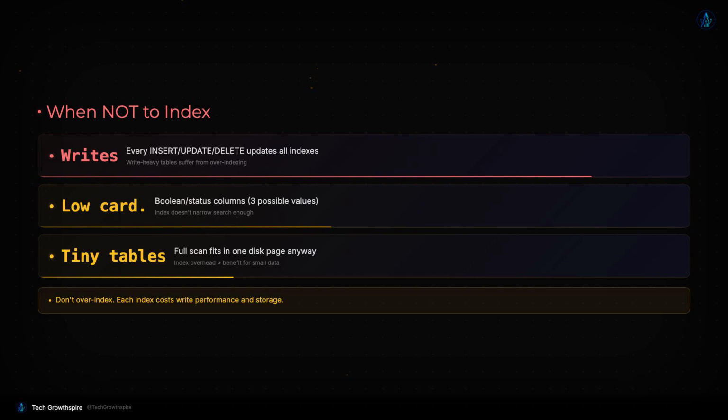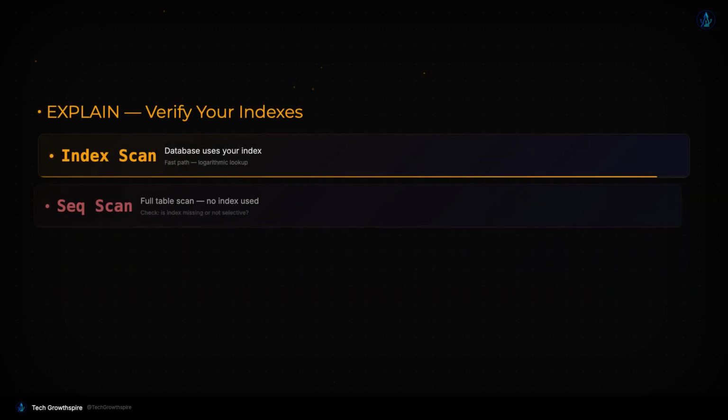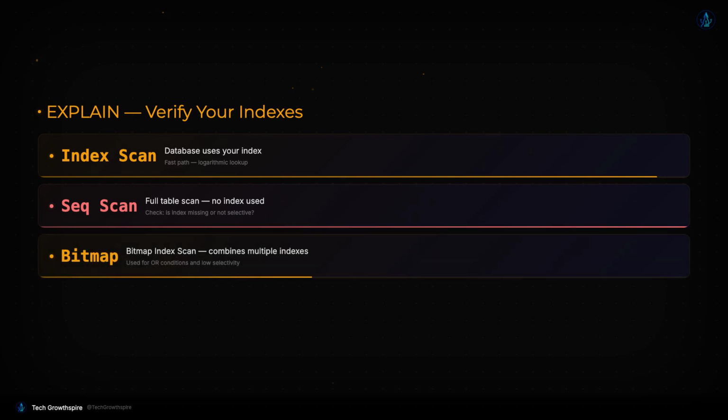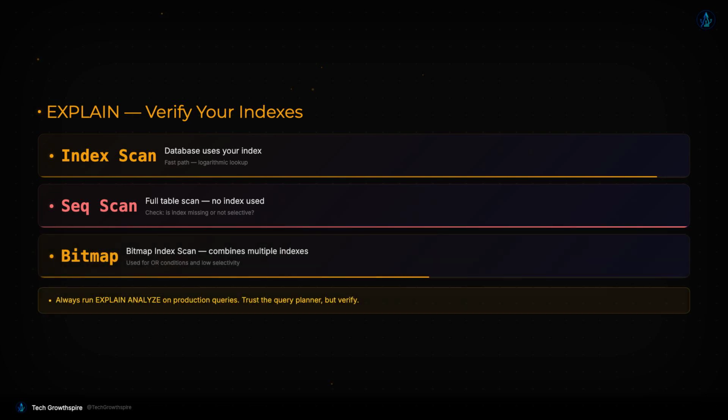Indexes aren't free. There are clear cases when you should not add an index. First, every index adds write overhead. Each insert, update, or delete must also update every relevant index. If your table is write-heavy with few reads, excessive indexes will slow you down. Second, indexing low cardinality columns, like a Boolean or a status field with only 3 possible values, provides little benefit because the index doesn't narrow the search enough. Third, for very small tables, a full scan may actually be faster than an index lookup because the entire table fits in a single disk page. Don't over-index.